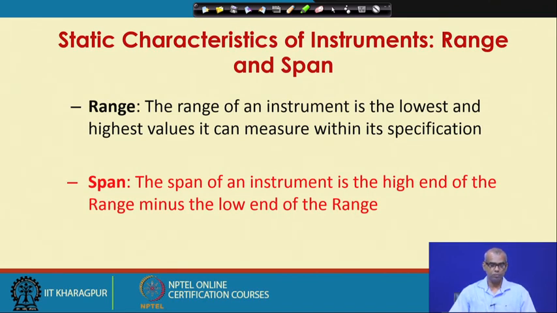First, let us talk about two terms known as range and span of instruments. The range of an instrument is the lowest and highest value it can measure within its specification. The span of an instrument is the high end of the range minus the low end of the range. So, it is the difference between the high end of the range and the low end of the range.